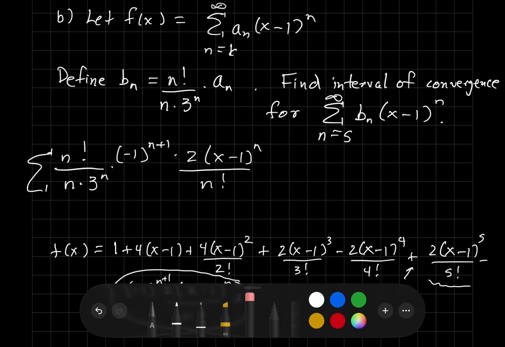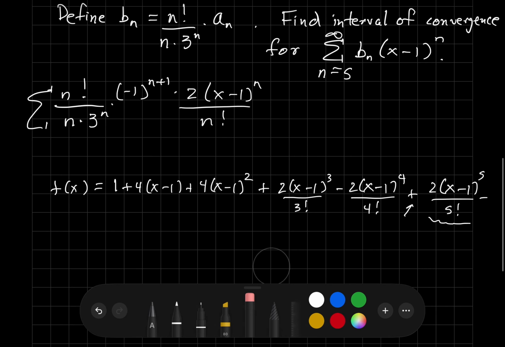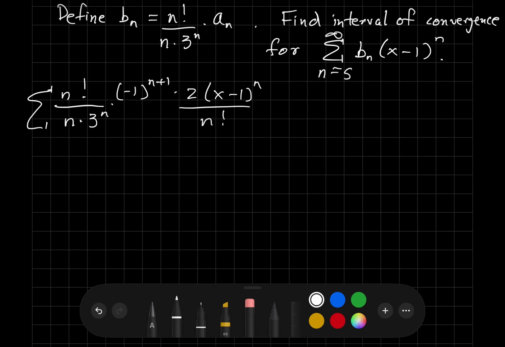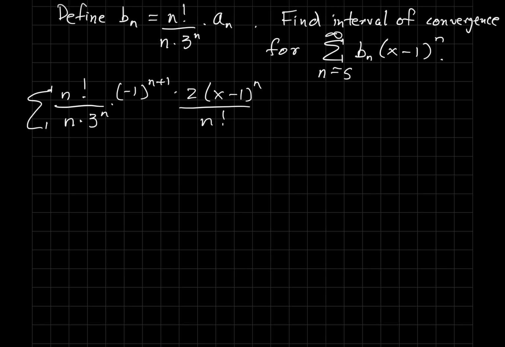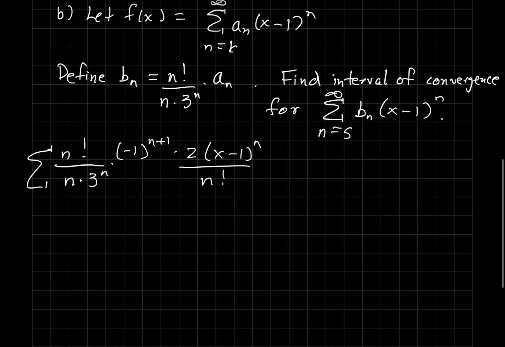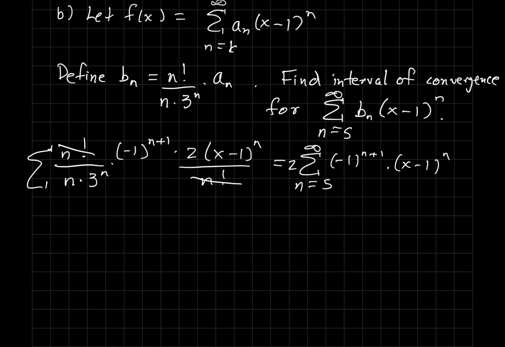So let me get rid of this bottom part now because I don't need it anymore. And let's find the interval of convergence of this series, starting by cleaning it up a little bit. So the n factorials are gone. That's great. And then I can pull the 2 outside because I don't really care about that so much. And then I have negative 1 to the n plus 1 times x minus 1 to the n over 3 to the n.